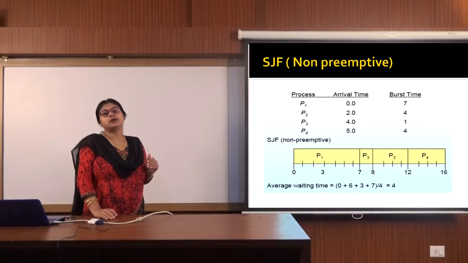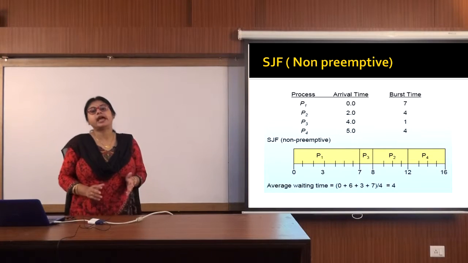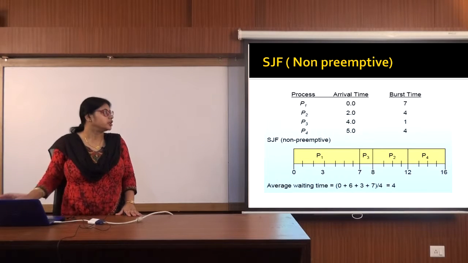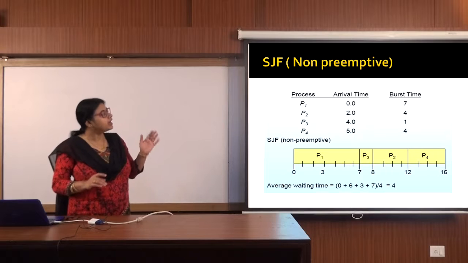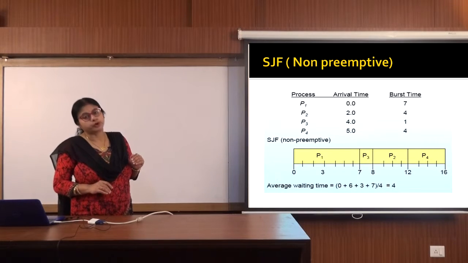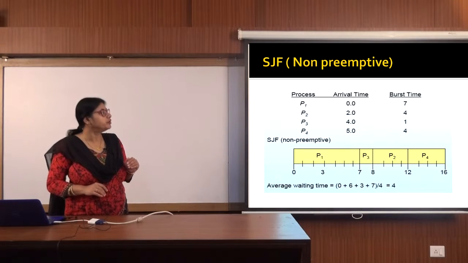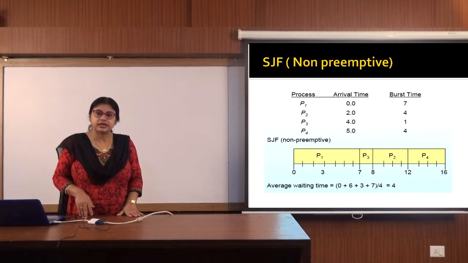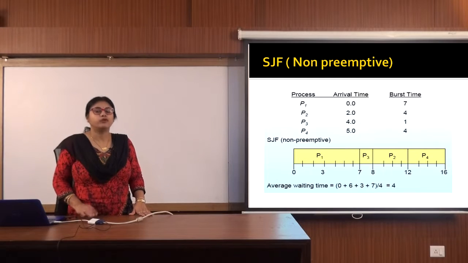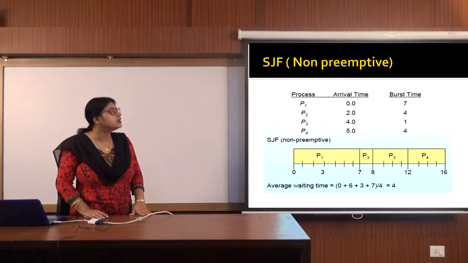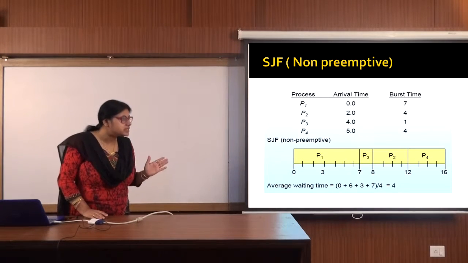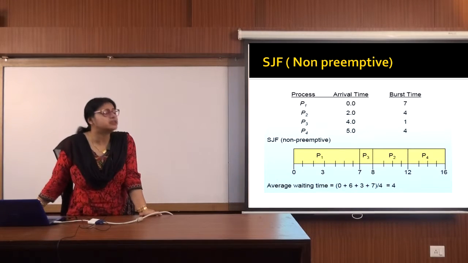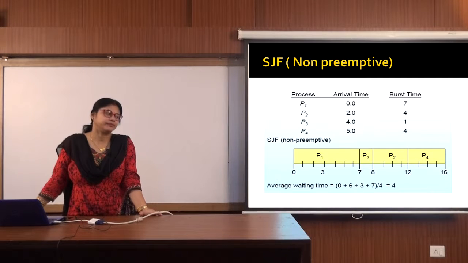So, let us start our methodology for finding average waiting time with non-preemptive SJF. Here I have again considered 4 processes P1, P2, P3, P4 with their burst times of 7 milliseconds, 4 milliseconds, 1 millisecond and 4 milliseconds. Along with the processes and burst times, I have considered another parameter, which is the arrival time.